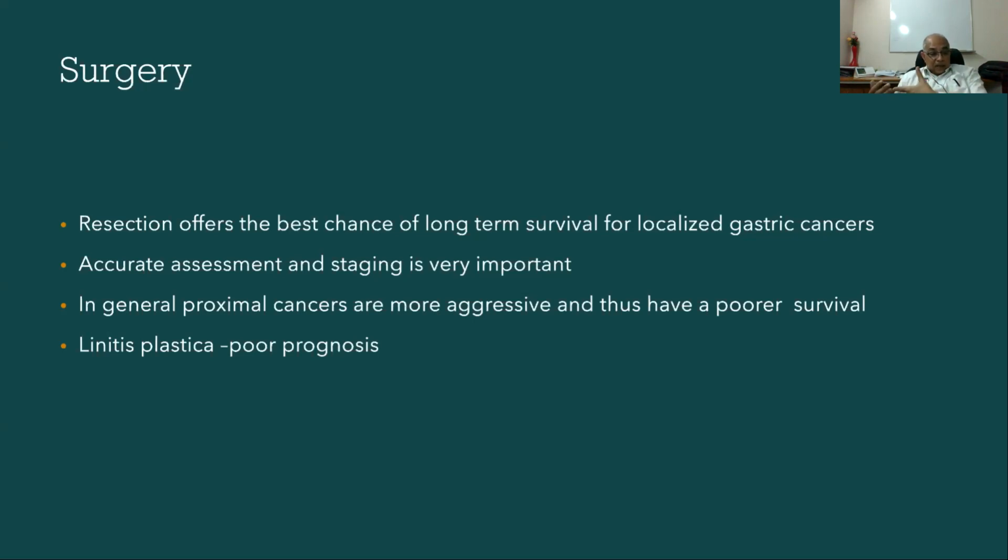If you have the linitis plastica type of tumor, these generally tend to have a very poor prognosis, and many surgeons around the world will even say that if you've got linitis plastica, it may not be worth operating because the benefit of that type of treatment may not actually be there.